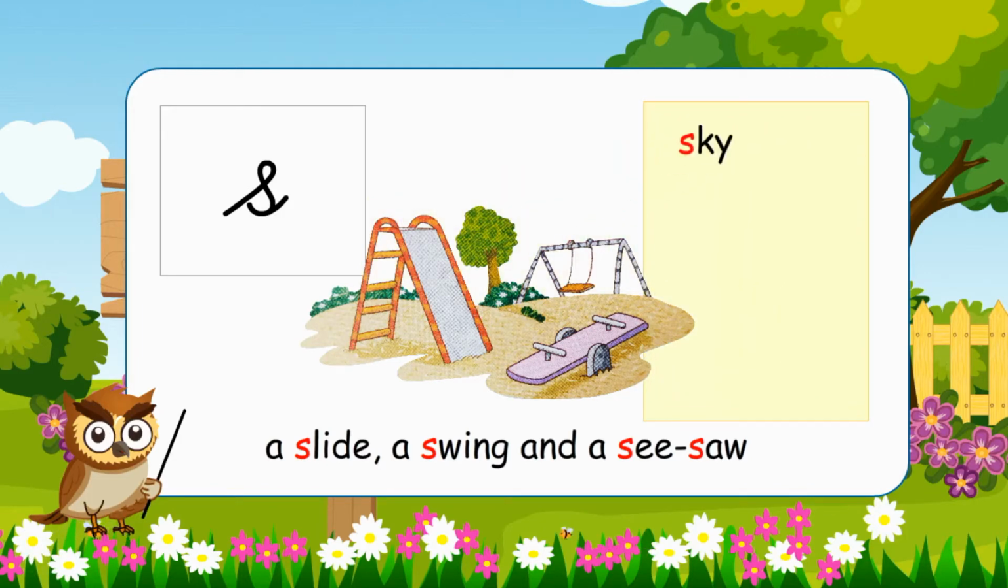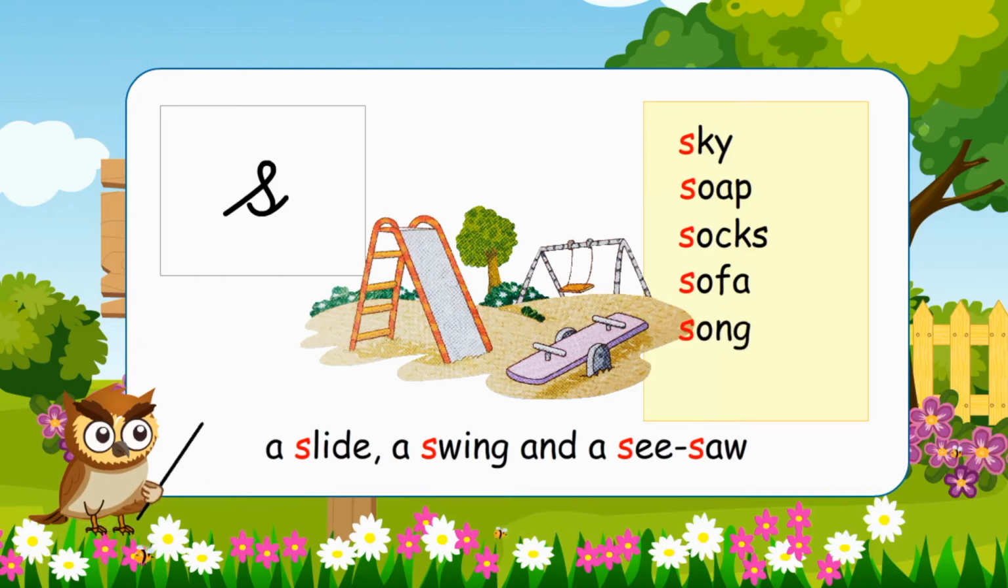Now read more words. S-K-Y sky. S-O-A-P soap. S-O-C-K-S socks. S-O-F-A sofa. S-O-N-G song. S-U-N sun. Have fun. Keep learning.